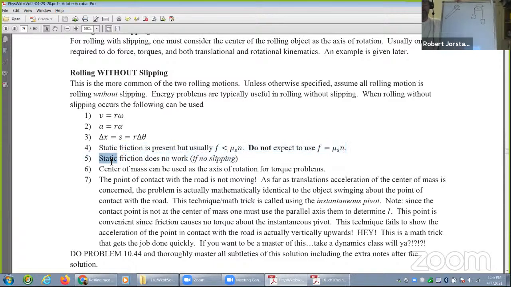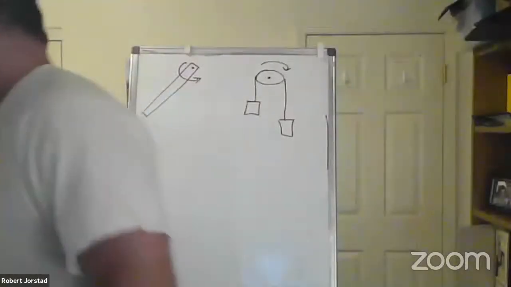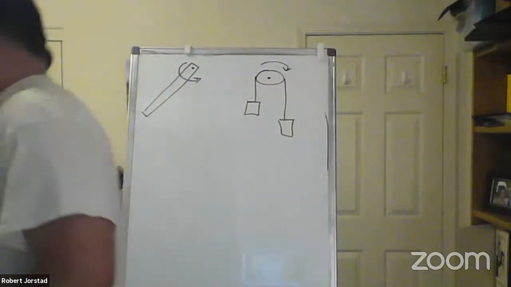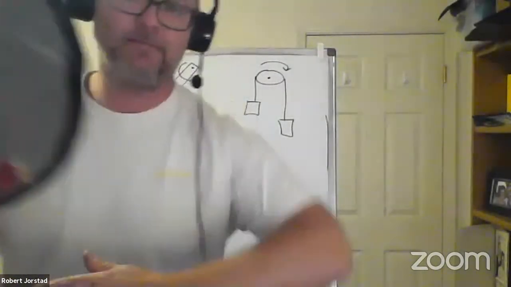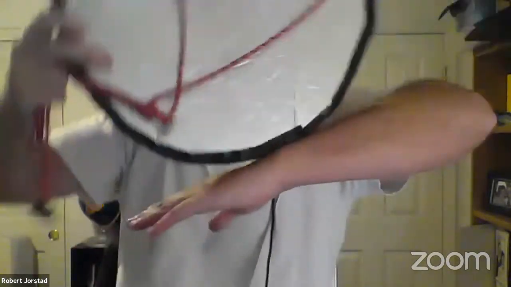Okay. Now here's where it gets even crazier. Static friction does no work. If you're not slipping, friction is required to make the thing twist. What? Does this drive you crazy or what? Let me show you something here. This is the road here. So let's say this thing is rolling down the road, okay?